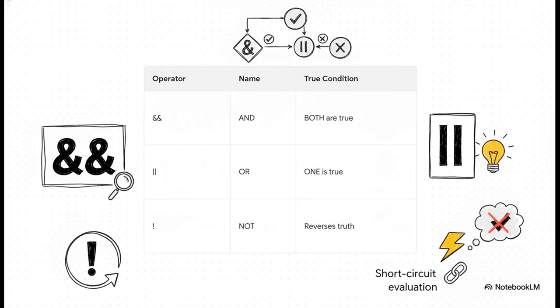And here's a really cool efficiency trick. C uses something called short-circuit evaluation. Basically, if the first condition in an and statement turns out to be false, C doesn't even bother checking the second one. It already knows the whole statement is false, so it just skips ahead to save time.